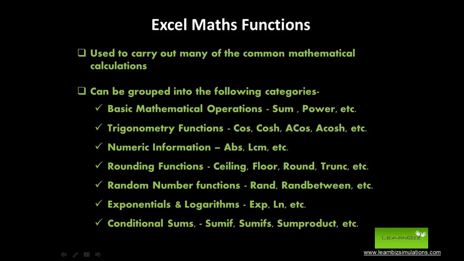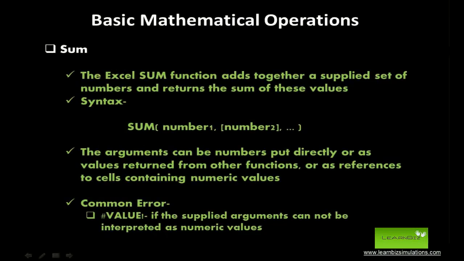into the following categories. Basic mathematical operations like sum, power, etc. Trigonometry functions like cos, cosec, etc. Numeric information like absolute, LCM, etc. Rounding functions like ceiling, floor, round, trunk, etc. Random number functions like rand, rand between, etc. Exponentials and logarithms like exp, ln, etc. Finally, conditional sums like sum if, sum ifs, and some advanced one like sum product. So let us look at the category of basic mathematical operations.